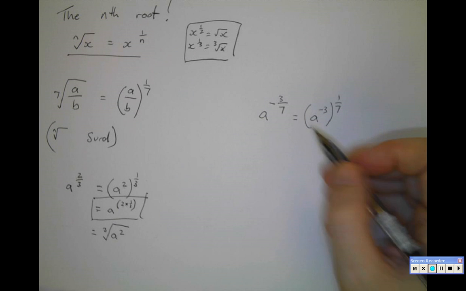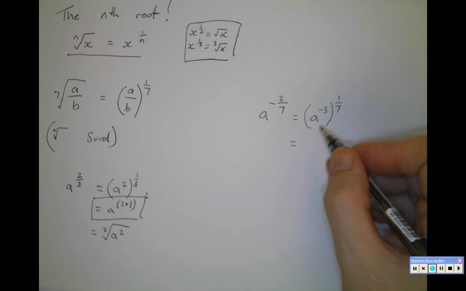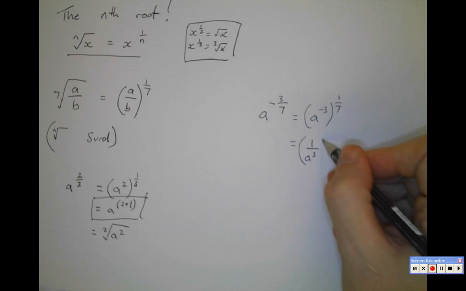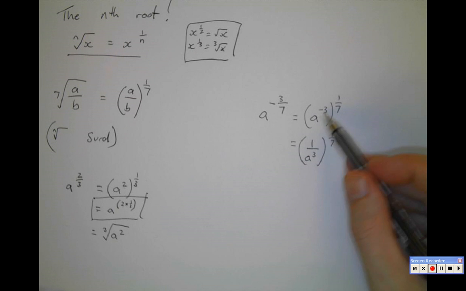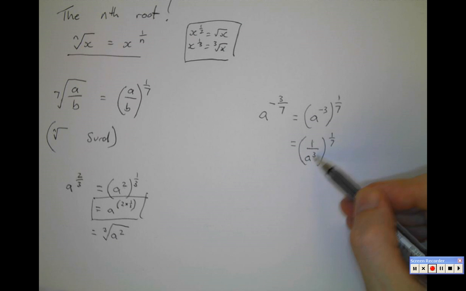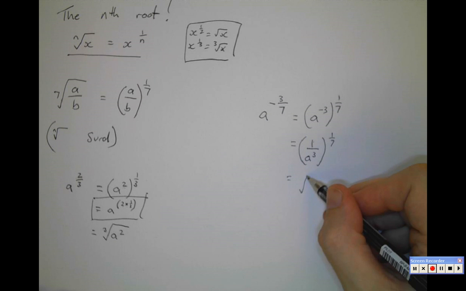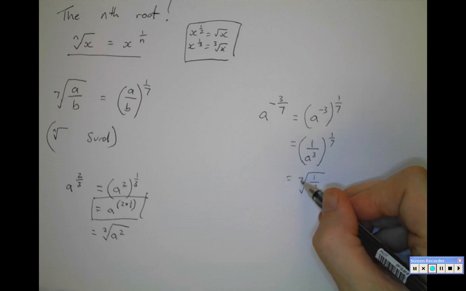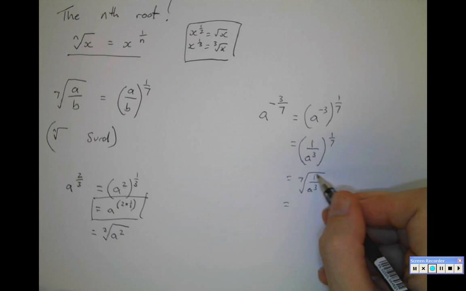Next I'm going to have to change this to make it into a non-negative index. So that'd be 1 over a to the power of 3, to the power of 1/7. So do you see what I've done? Minus 3 as a power is the same as 1 over the positive power, a to the power of 3. Moving right along from there, I can now bring in the root symbol here. 1 over a to the power of 3, root 7, like this.